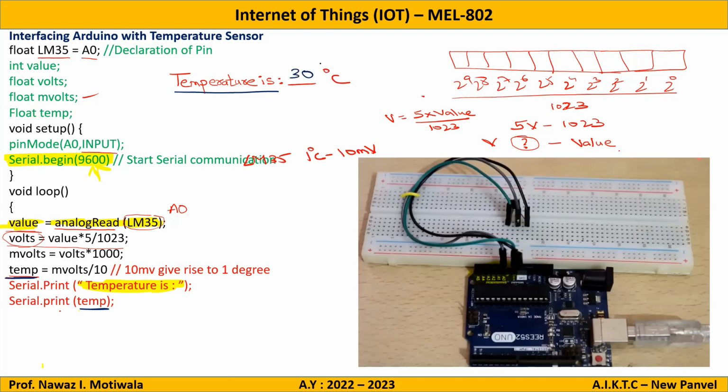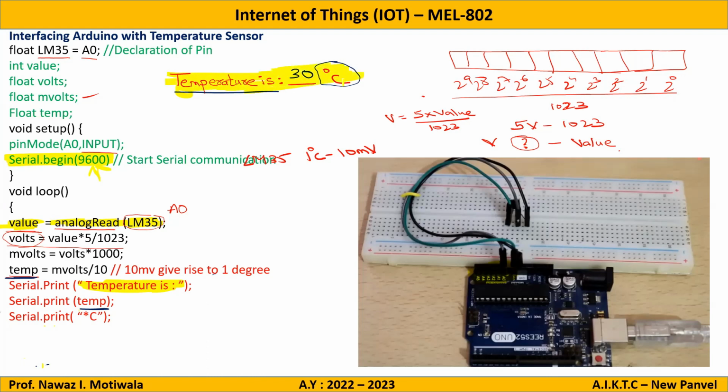Then we need this part, degree centigrade. So this is just a string. So I will write the next line Serial.print("degree centigrade") or "star centigrade", whatever you write here in the double quotes will be taken as a string and printed as it is. So this kind of printing will be done on your serial monitor. I will highlight that part. So this is the thing which is printed on your serial monitor.